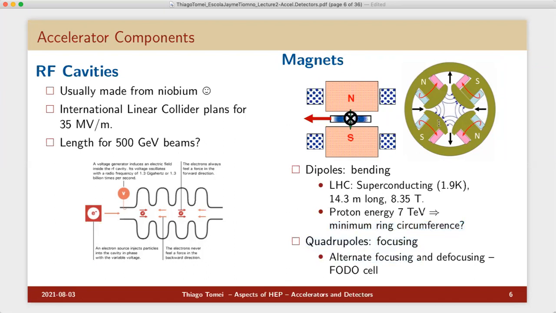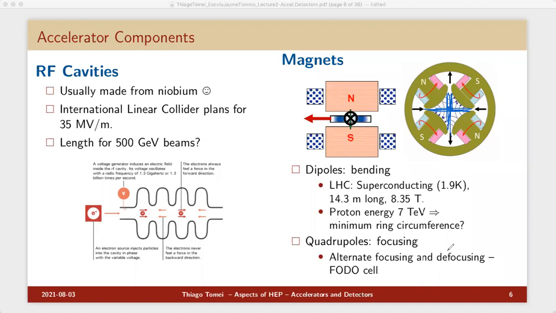So if you look here at the quadrupole, if you remember, if you have a beam that's going in the Z direction here, you know that there is a force that pushes it to the center in one of the axes, but away from the center in the other. And you know that there is a theorem that it's impossible to have a magnetic configuration such that it's always pushed down to the center.